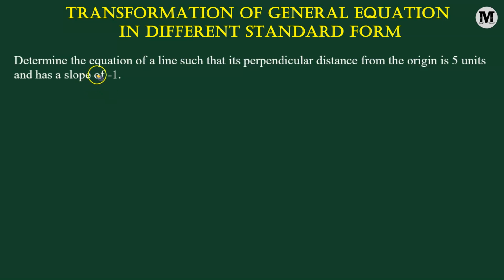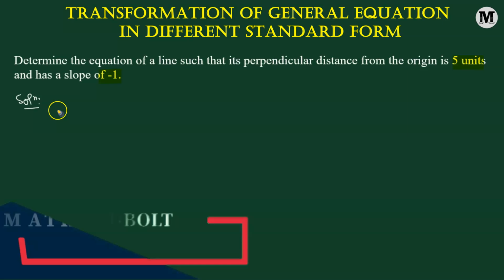So here in this problem, we need to determine the equation of a line such that its perpendicular distance from the origin is 5 units and it has a slope of -1. Okay, let us begin. First, we're going to consider the equation of the straight line.